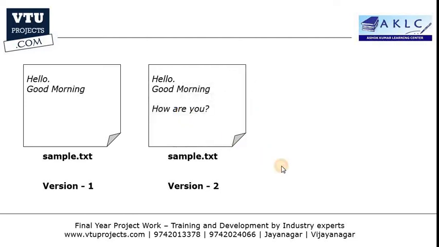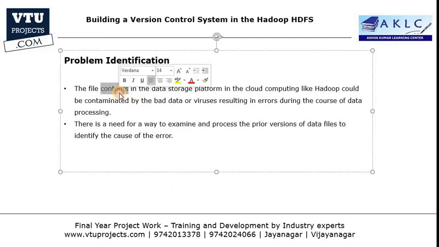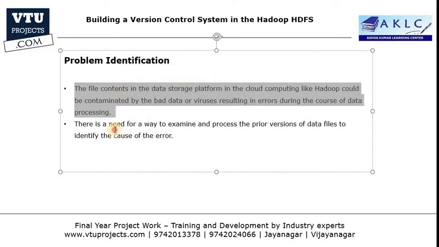So I need a mechanism to tell that this is not the original version of the file, this is the second version of the file. So I need some mechanism to find it out. So that's what this problem says. So that's what I have mentioned here.